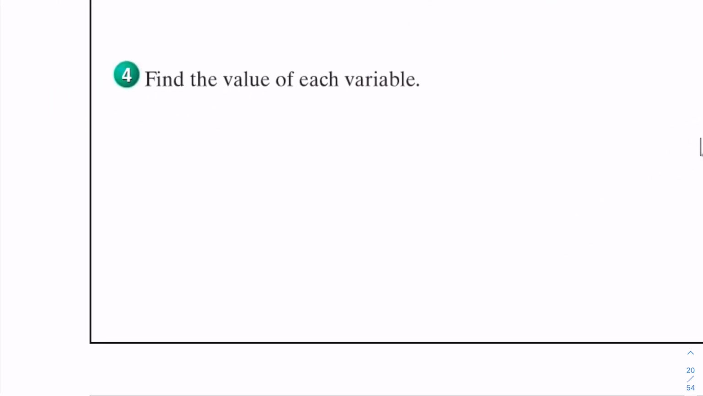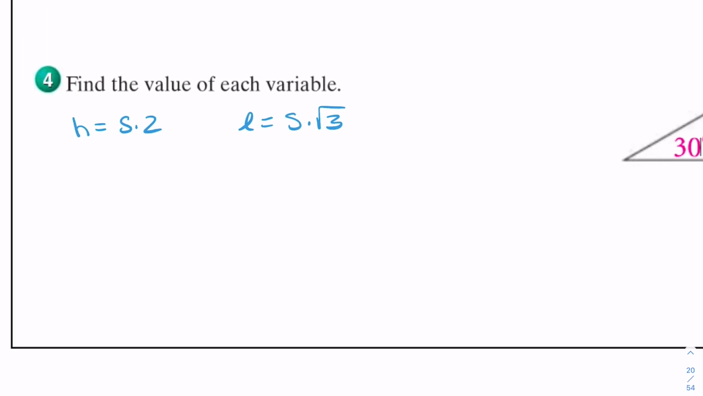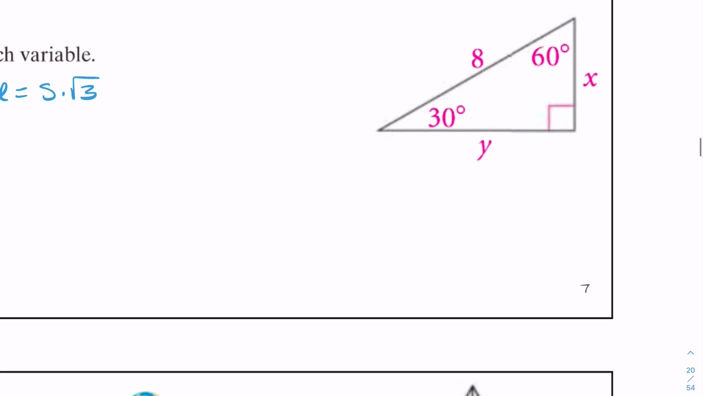So we're going to say, let's say h is equal to the short leg times 2. The long leg is equal to the short leg times the square root of 3. Those are my two equations. You need to write them out every time you do it. You are given the hypotenuse. So let's do hypotenuse, short, and long side.